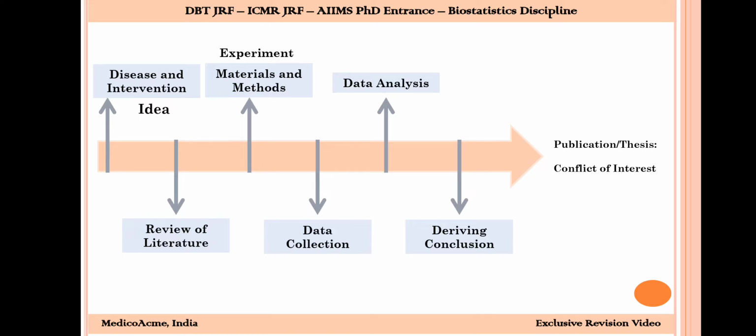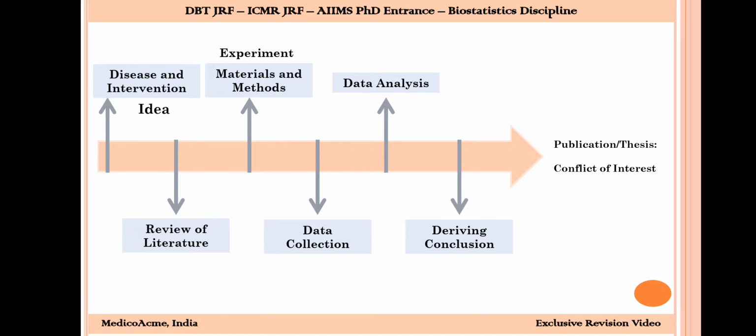So guys, what happens? First, the idea about the disease and the intervention. If you are going to be a researcher in a medical college like AIIMS, then it is basically health science research. In health science research, all the things revolve around the disease. Why? Because they actually want the medical researcher to be a discoverer of an intervention, therapy or treatment.